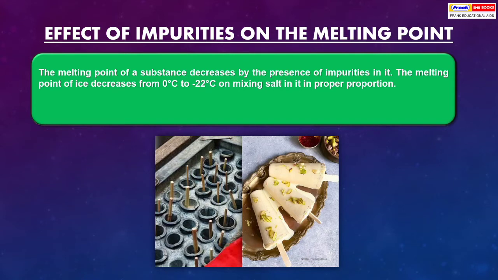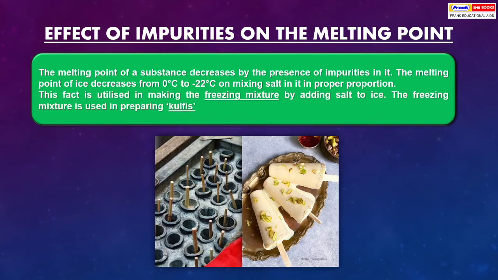The melting point of ice decreases from 0 degrees Celsius to minus 22 degrees Celsius on mixing salt in it in proper proportion. This fact is utilized in making the freezing mixture by adding salt to ice. The freezing mixture is used in preparing kulfis.